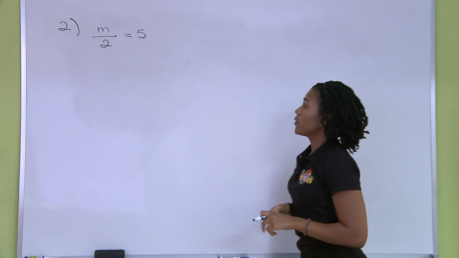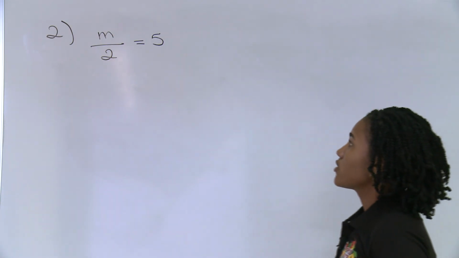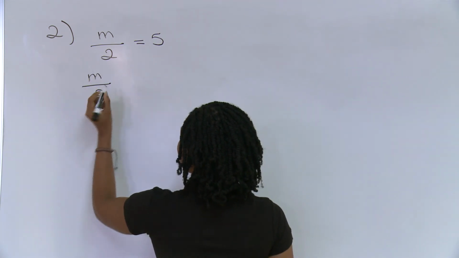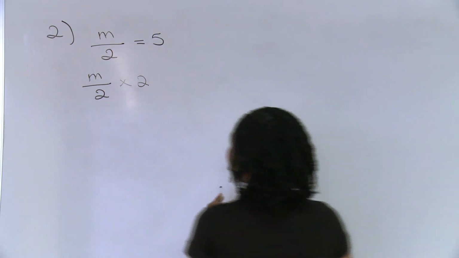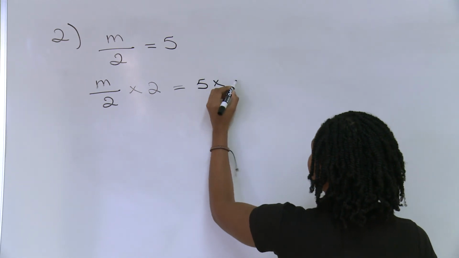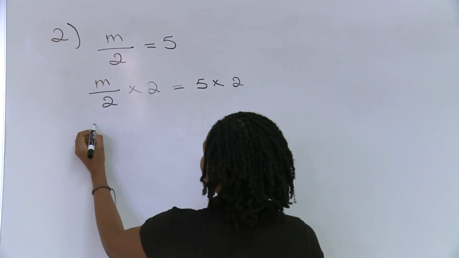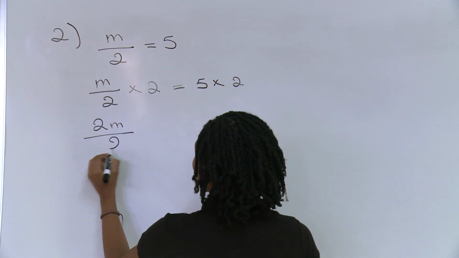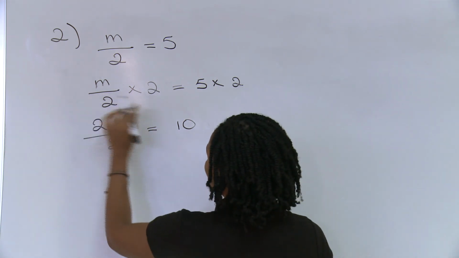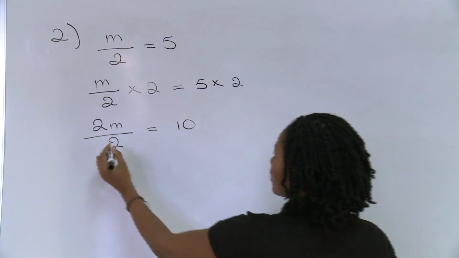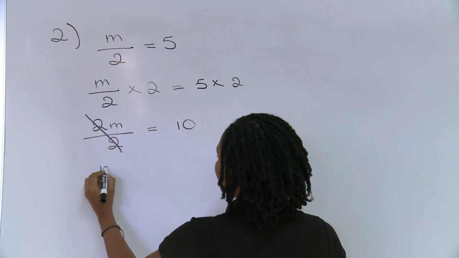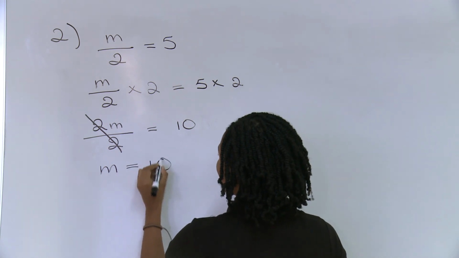Our second example, m over 2 is equal to 5. Same thing again. Multiply your left-hand side by 2, and do the same to your right-hand side. So we'll get 2m over 2 is equal to 10. Now that we multiplied our left-hand side by 2, we're able to cross off our 2's because 2 into 2 is 1. So that leaves us with m is equal to 10.